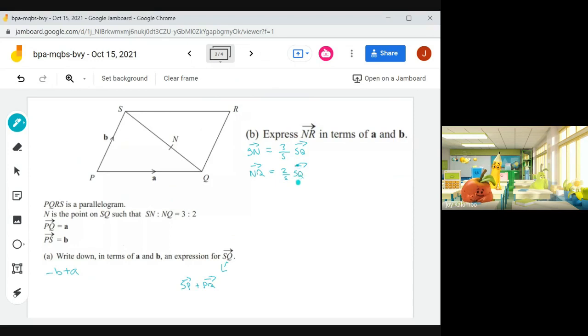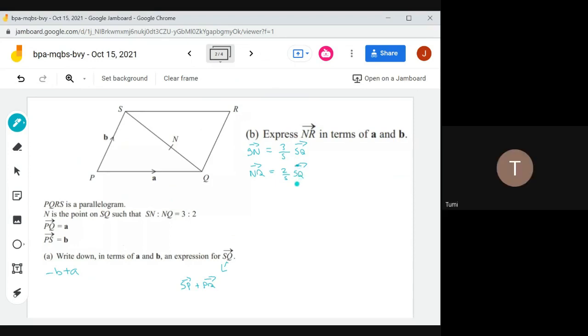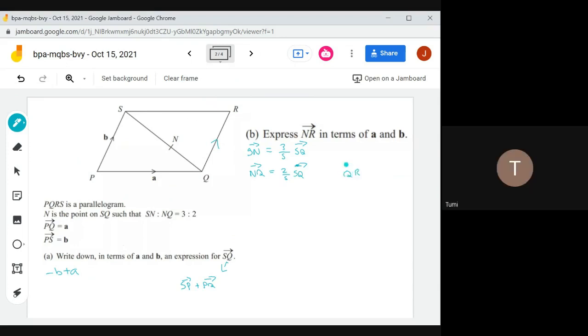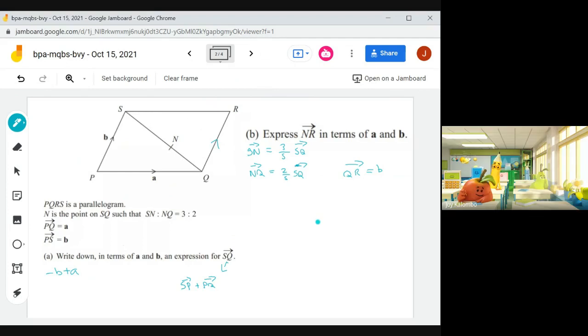Yeah. I think if you're going from Q to R, that'll be B. Perfect, because it's parallel, because PQRS is a parallelogram. Yep. So we've got Q to R is equal to B, indeed. Yeah, so you just add. I'm not sure what I have to do after this. Well, you pretty much got all the parts you need.